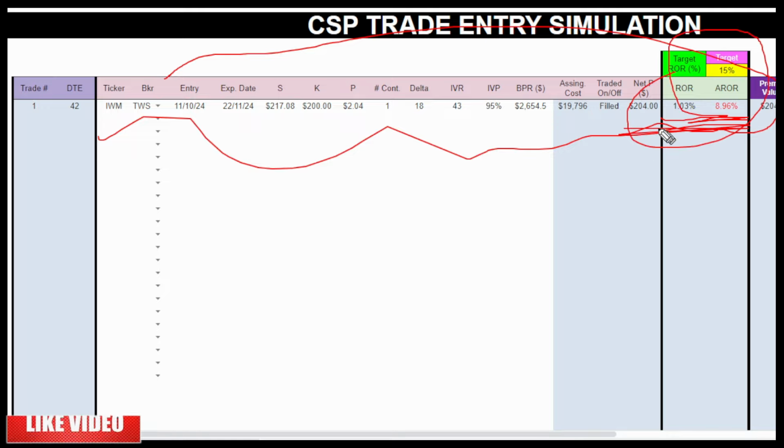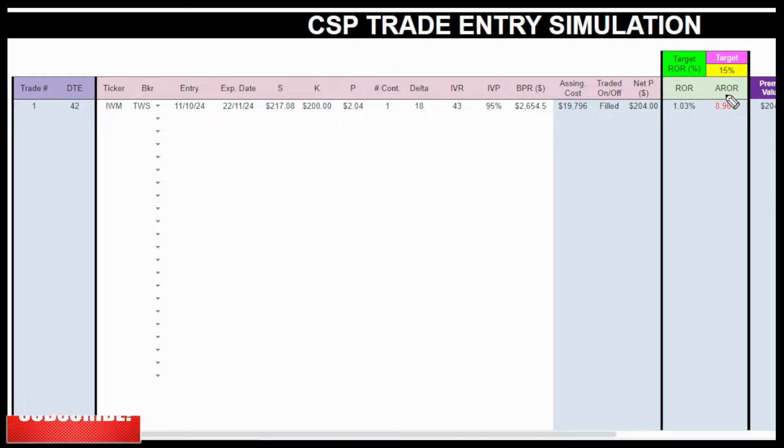Because if these things here don't match my entry requirement, guess what? I am not going to pull the trigger. Okay, if it does meet my requirements, I'm going to pull the trigger. If it doesn't, I ain't going to pull the trigger. Why? Because I'm not going to sell here, guys, a cash secured put option with an annualized rate of return of 8.96. No, thank you very much. Appreciate it, but give that to someone else, okay?